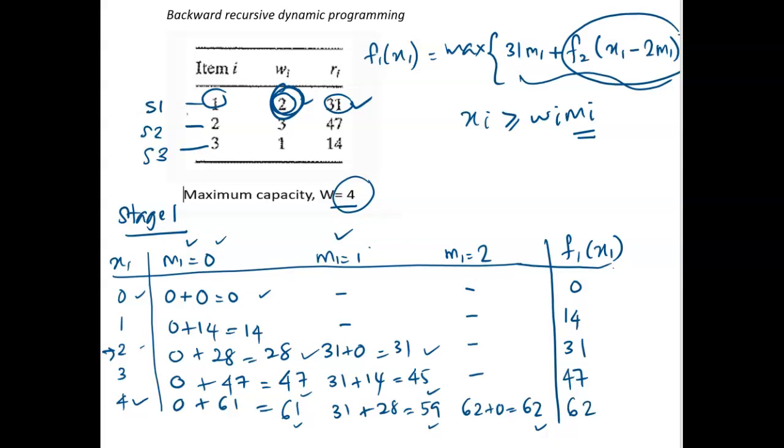For the optimal m1, this one, 0, comes from m1 equals 0, 14 also comes from m1 equals 0, and then 31 comes from when m1 equals 1, 47 comes from when m1 equals 0, and 62 comes from when m1 equals 2.